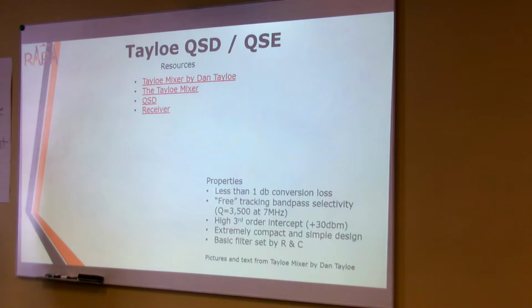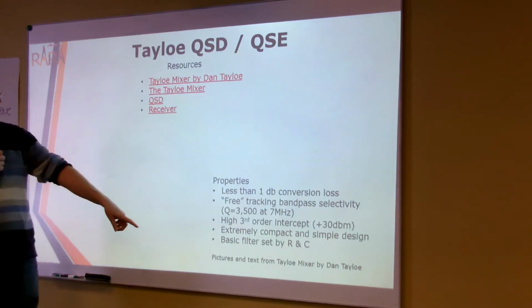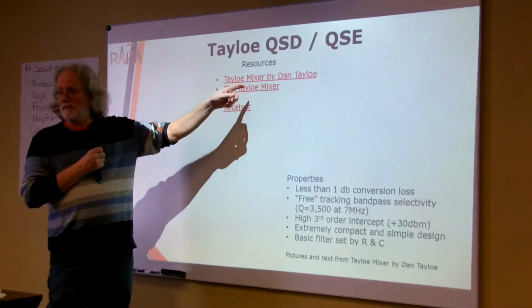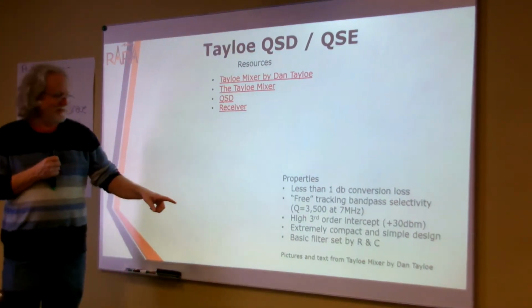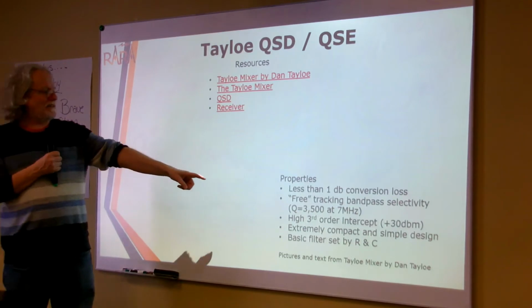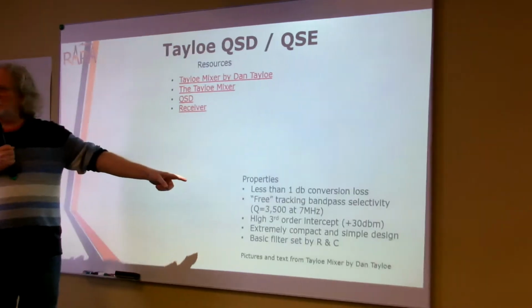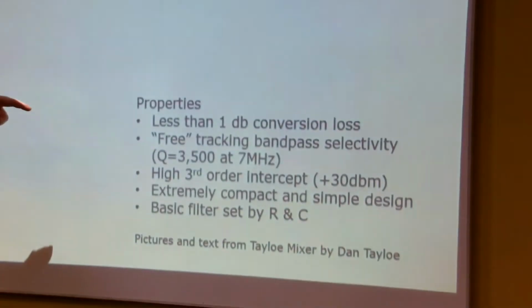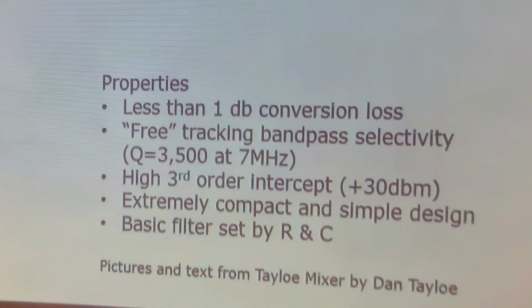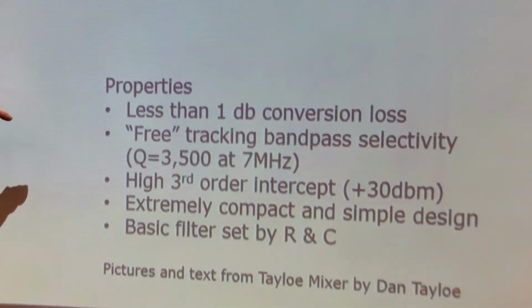Now, the Tayloe mixer. So for this slide, I stole some of the material from Dan Tayloe. So I'm not thinking this up. The properties are there's less than 1 dB conversion loss. Most mixers have at least, I think, 6 dB of conversion loss. So this one only has 1 dB.